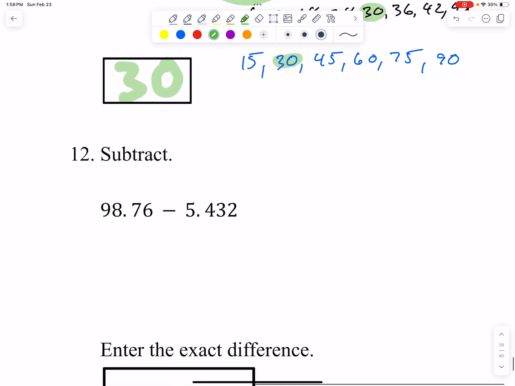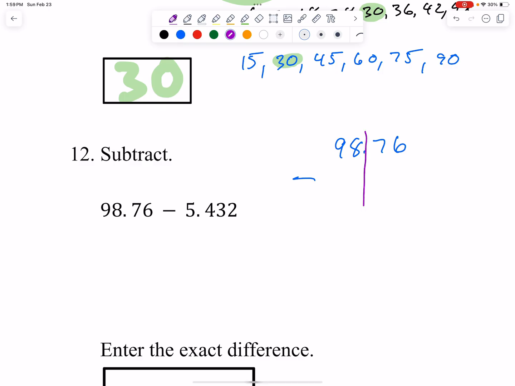All right? Okay. Let's subtract. Oh, this is the one people struggle with. Okay? So let's pay attention here. So I got 98.76 minus 5.432. And again, I gotta line up my decimals, right? I gotta line them up. I want to use the highlighter here. Everywhere there's a gap, I'm gonna put a 0 like that, and then I'm just gonna go ahead and subtract.